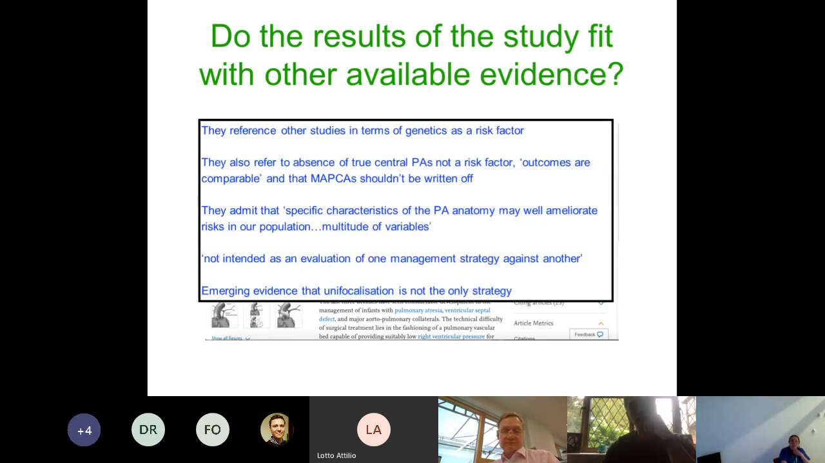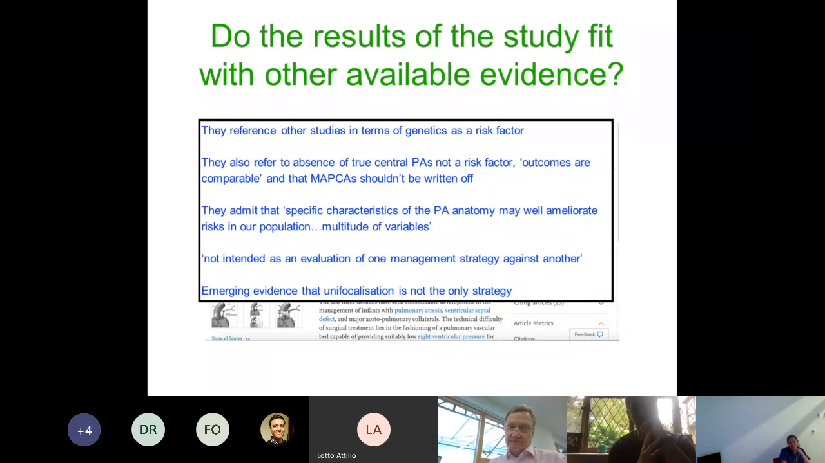So these guys say that the absence of true central pulmonary arteries is not a risk factor, and that outcomes are comparable, and that MAPCAs shouldn't be written off. And they say that specific characteristics of pulmonary artery anatomy may well ameliorate the risks in our population. And I think we all know that if we've got nice, good size, true intrapericardial, intramediastinal pulmonary arteries, we're more likely to be able to do single stage, more straightforward. This study said they have better outcomes.